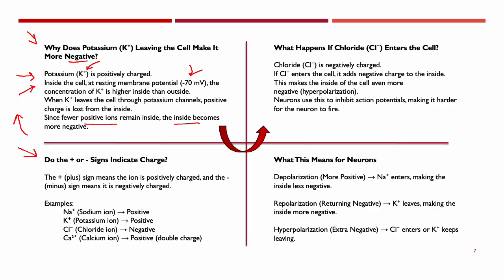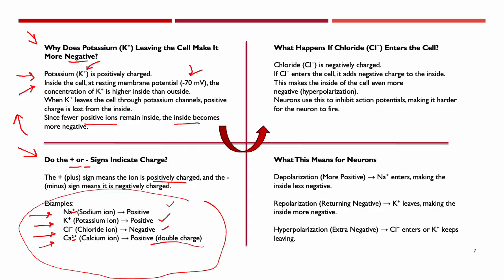Now, do the plus or minus signs indicate charge? Yes, that's exactly what it means. Plus signifies that this ion is positively charged, and minus that it's negatively charged. For example, sodium has a plus, so it's positive. Potassium plus, positive. Chloride, negative. And calcium has 2 plus, so it has a double positive charge. So I hope that makes sense.